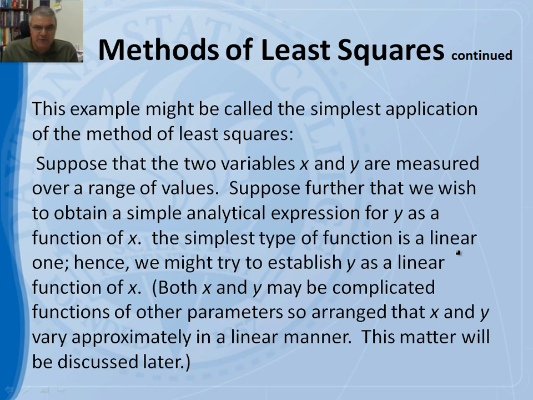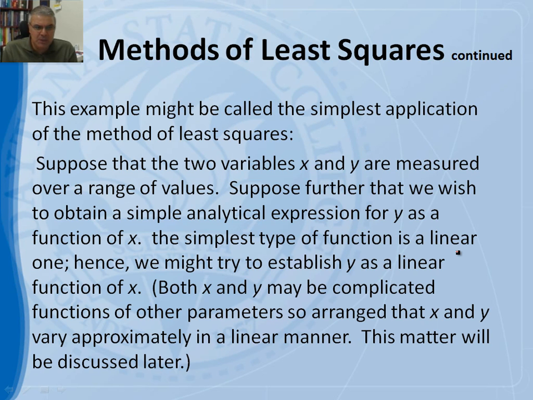So we have those data, and we wish to obtain a simple expression for y as a function of x. X and y are dependent. One is a variable, and of course the variation of one depends on the variation of the other. So y is a function of x. The simplest type of function is a linear one.